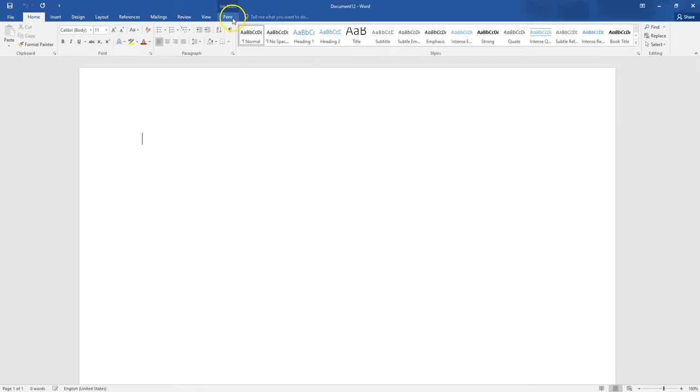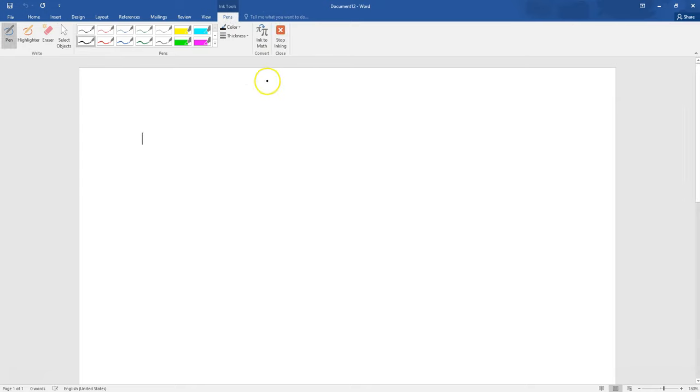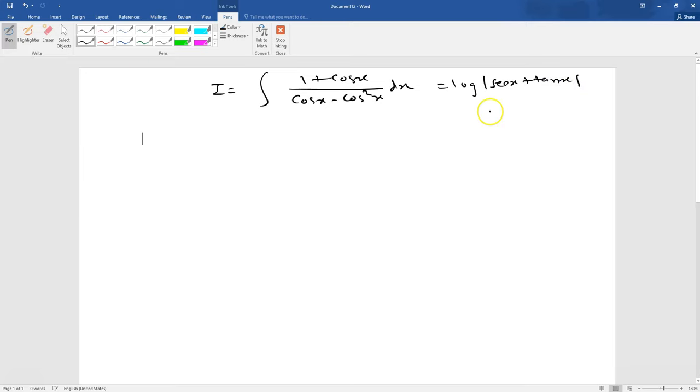Let me select a pen. So they have given I is equal to the integral of 1 plus cos x upon cos x minus cos square x dx. Now the answer they have given is log of sec x plus tan x minus 2 f dash of x plus c. Now let's solve this first.